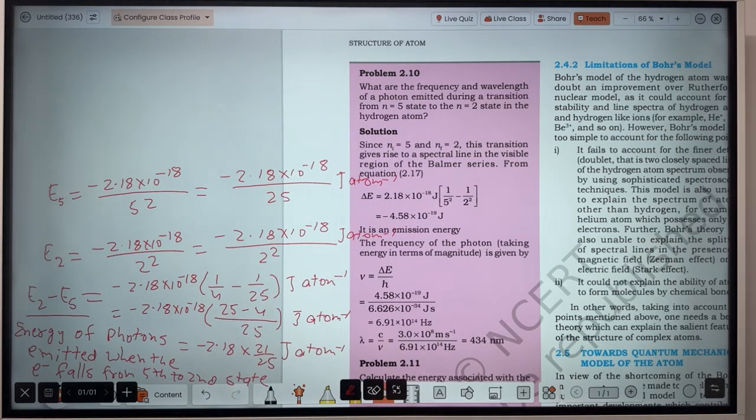Because the decrease in the energy of the electron will be equal to the energy emitted, that will be equal to the energy of the photon emitted. Okay.